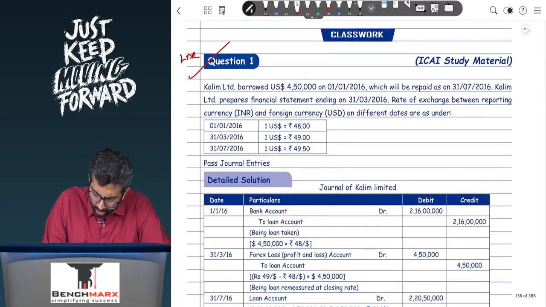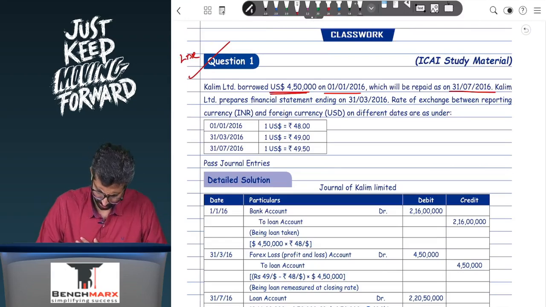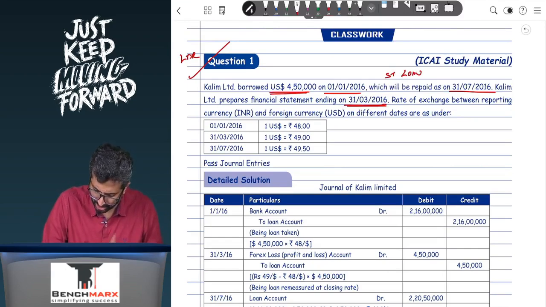Now Kalim borrowed $4,50,000 on 1st January 16, which is repaid on 31st July 16. So basically it is a short-term loan. Kalim prepares financial statements ending 31st March 16, that is after 3 months, and the rate of exchange between the reporting currency INR and the foreign currency USD at different dates are given. So we have been given the rate on 1st January 16, 31st March 16 and 31st July 16.